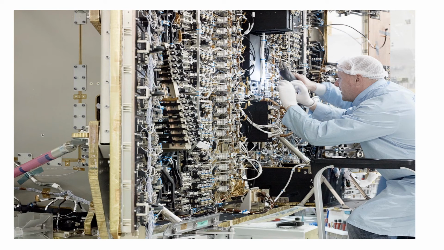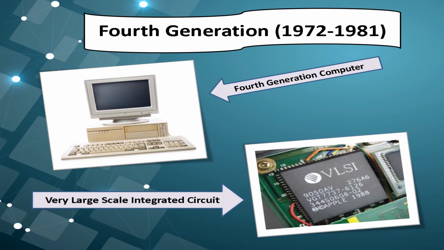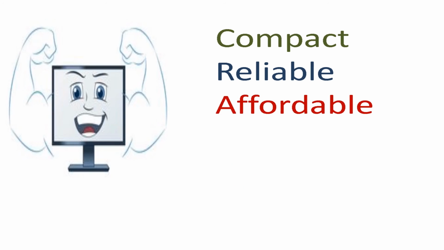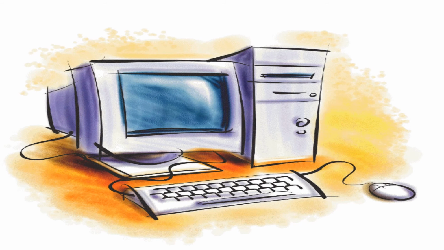To overcome the drawbacks of the third generation computers, fourth generation computers were introduced in the year 1972. These evolved with the use of very large-scale integrated circuits having more than 5,000 transistors and their associated circuitry on a single chip. These computers were more powerful, compact, reliable, and affordable. They also supported the features of the Internet. As a result, it gave rise to a personal computer revolution.